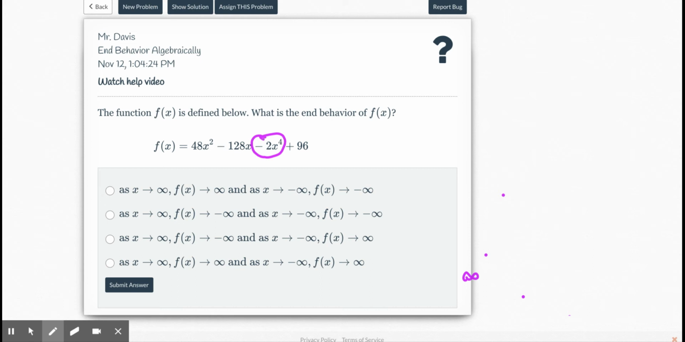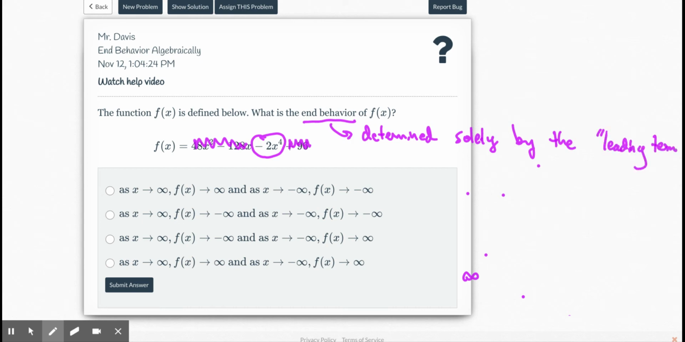So it's the term with the highest degree there, which is negative 2x to the 4th. And this term determines what's going to happen to our function. It turns out all this other stuff, it matters what happens in the middle, but it does not affect the end behavior. So the end behavior is determined solely by the leading term, meaning the term with the highest exponent. So that leading term tells us everything we need to know about the end behavior.